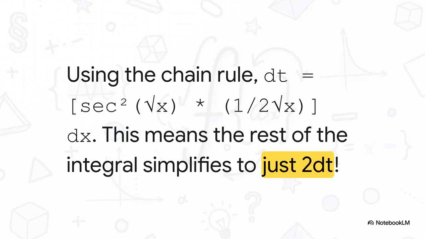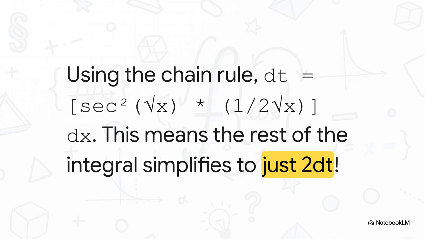Okay, now we just differentiate, and we've got to use the chain rule. The derivative of tan of root x is secant squared of root x times the derivative of root x, which is 1 over 2 root x. And would you look at that? The entire messy chunk of our problem, the secant squared of root x over root x dx, all of that just simplifies down to 2 dt.